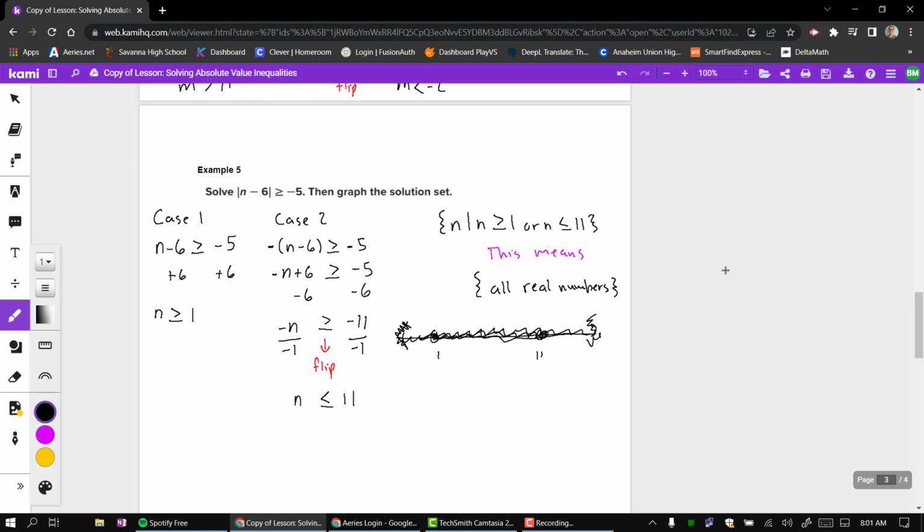Because it's the entire number line that we're going to take, because it's a union, so it's or, so we're going to either take numbers that are greater than 1, or we're going to take numbers that are less than 11. So those two put together create the entire number line.